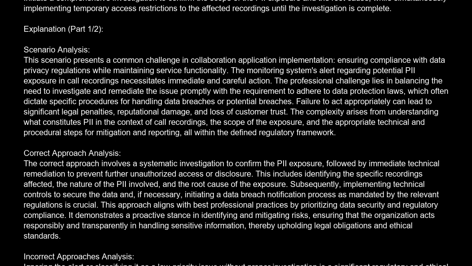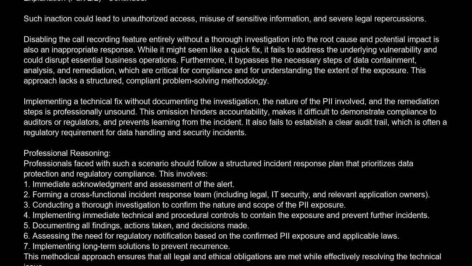Incorrect approaches analysis. Ignoring the alert or classifying it as a low-priority issue without proper investigation is a significant regulatory and ethical failure. This demonstrates negligence in data protection responsibilities, potentially violating regulations that mandate timely response to security incidents involving PII. Such inaction could lead to unauthorized access, misuse of sensitive information, and severe legal repercussions.